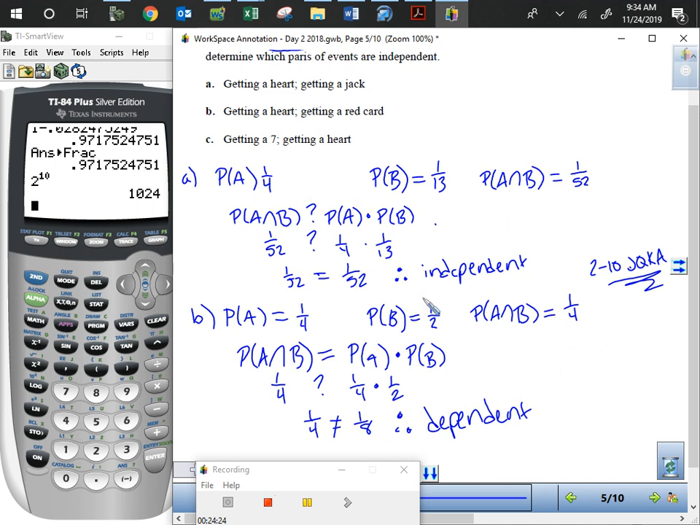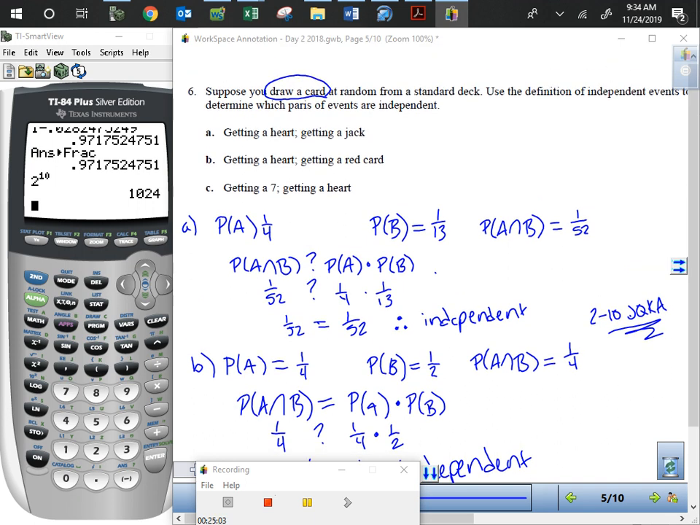So I want you to pause the video and take care of number 6, or C, on number 6 here. For this one, getting a 7 and getting a heart. If I draw a 7, I'm still just as likely to get a heart, kind of like this first one up here, the order there. There are just as many 7 of hearts.